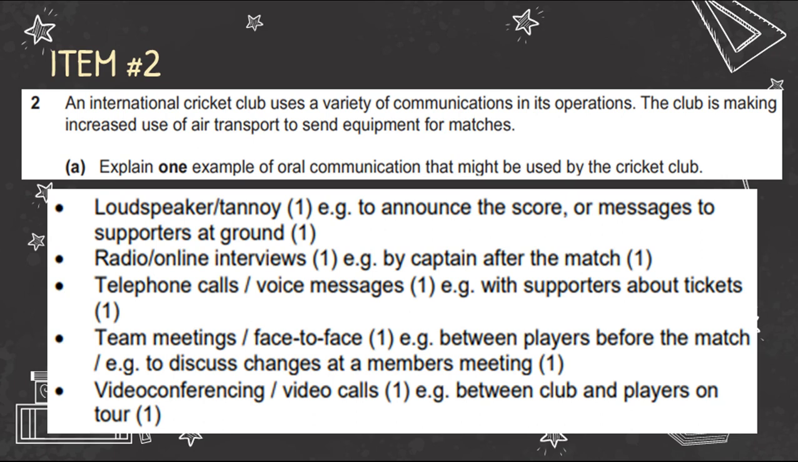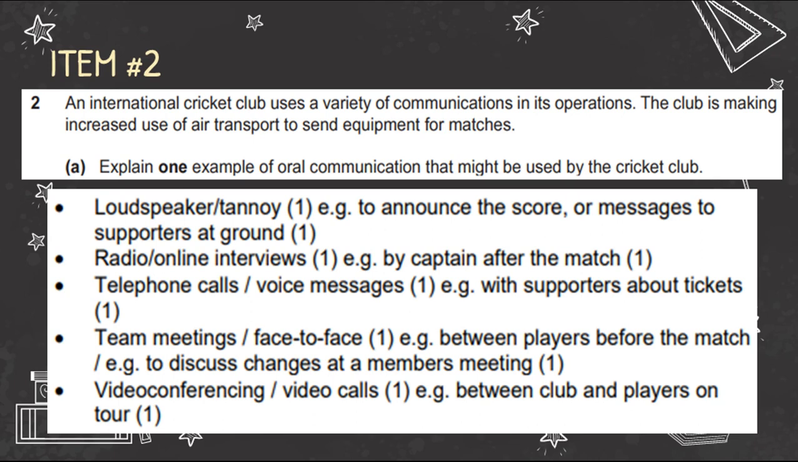Item number 2, it's all about communication. An international cricket club uses a variety of communications in its operations. The club is making increased use of air transport to send equipment for matches. And when we say cricket, it's a type of sport, okay?